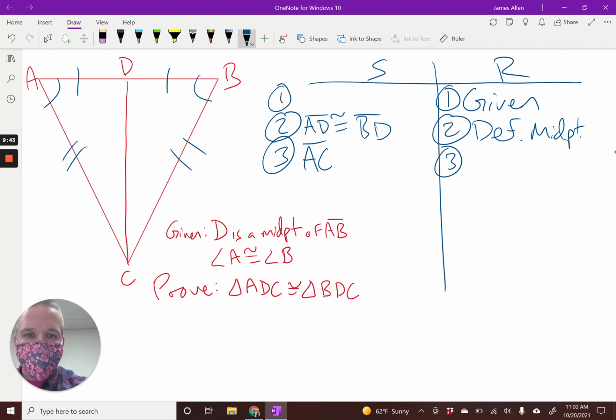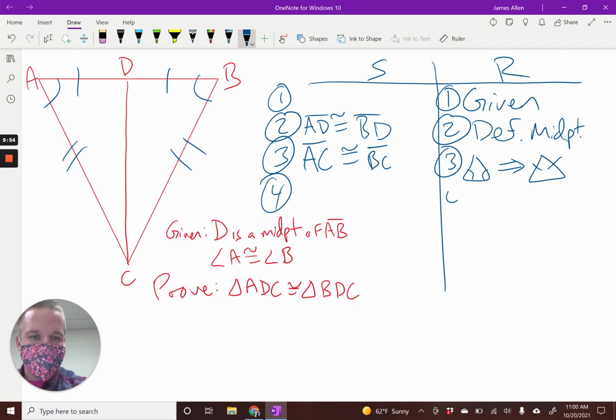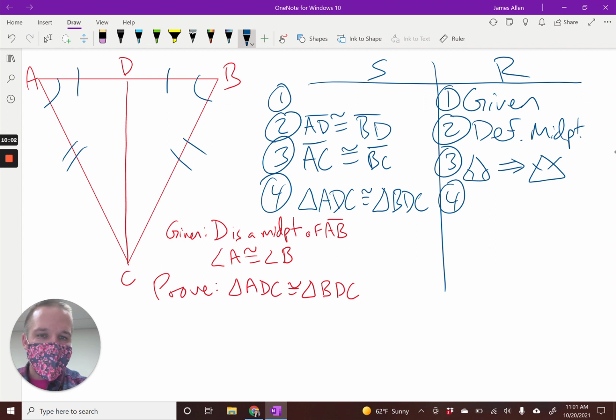AC is congruent to BC, and that was because if the base angles were congruent, then my sides were congruent. And lastly, I've got my triangles congruent. Triangle ADC is congruent to triangle BDC, and that was by side, angle, side, SAS. Love it. Love me some congruent triangles. We got one more problem for you.